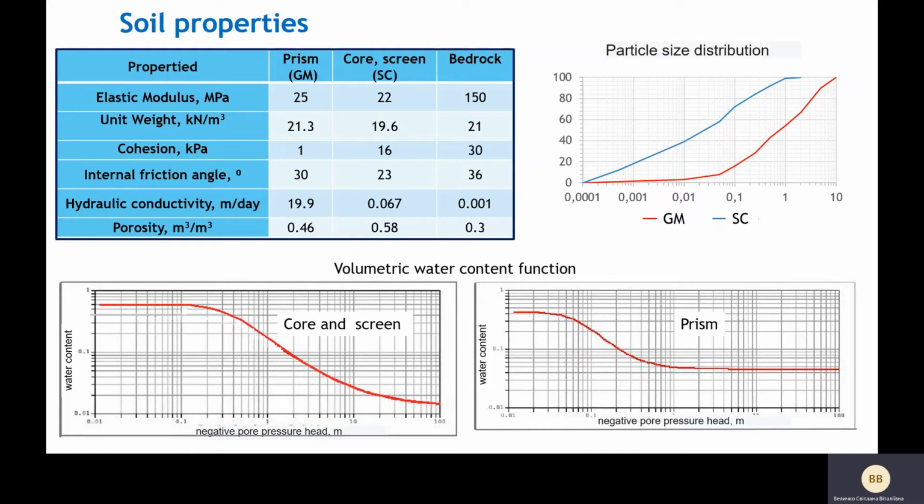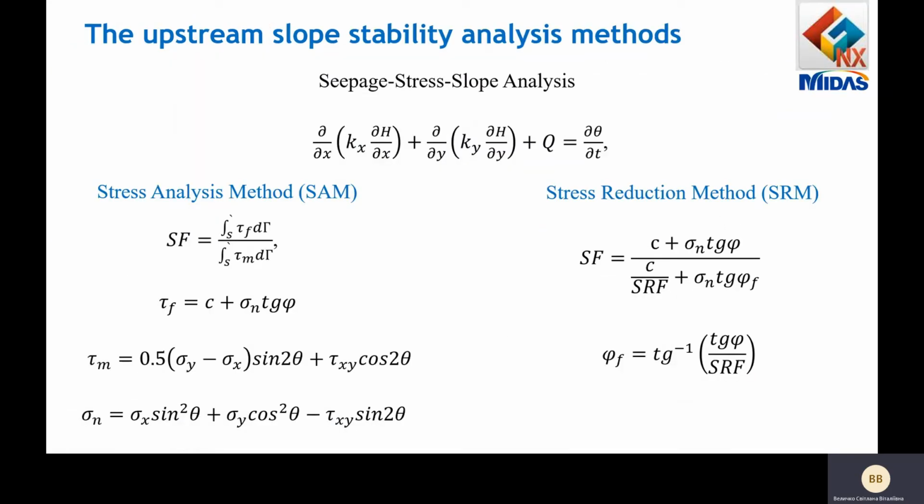The stability of the upstream dam slope and the transient seepage analysis were carried out using the software Midas GTS NX, which uses Darcy's equation to simulate the transient seepage, and two methods of slope stability calculation. The stress analysis method, SAM, determines the safety factor for several circular sliding surfaces using the result of the stress calculation. The stress reduction method, SRM, is based on the gradual decrease in shear strength until the slope reaches the limit equilibrium state and does not need predetermined sliding surfaces.